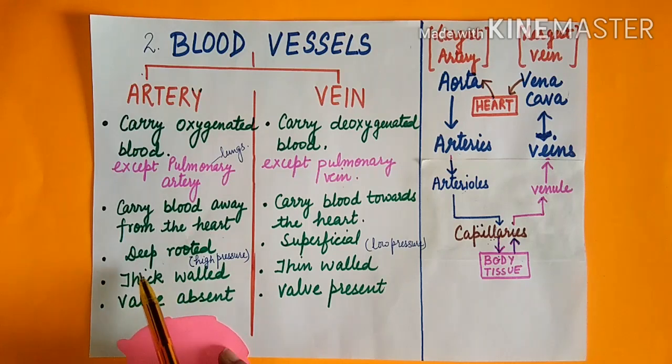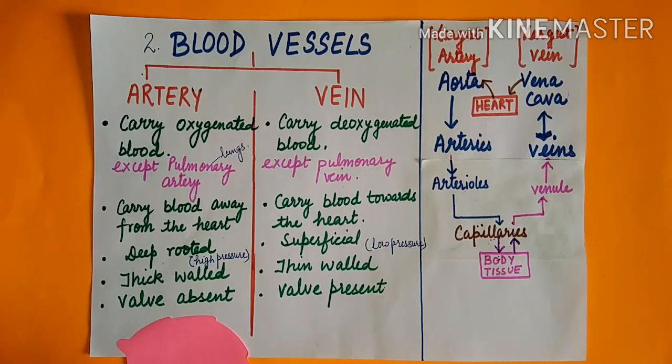Next point is arteries are deep rooted. Deep rooted means बहुत अंदर की side present होती हैं, which cannot be seen. There is a reason why they are deep rooted, because they carry blood with high pressure. So as a precautionary measure, they are deep rooted. If there is any cut, by chance, then major loss of blood cannot happen. So this is deep rooted.